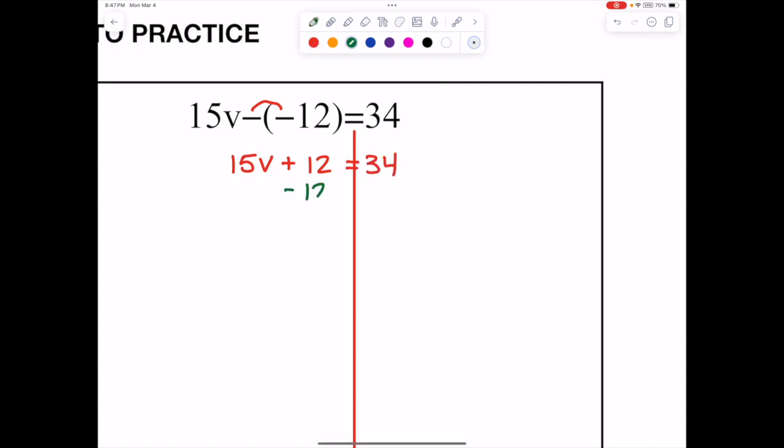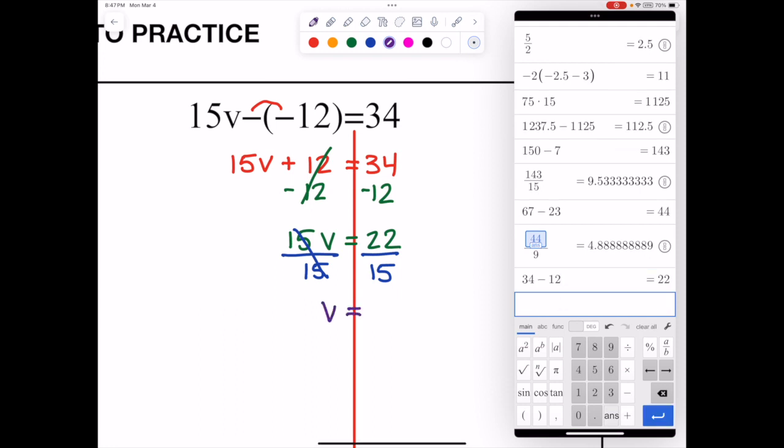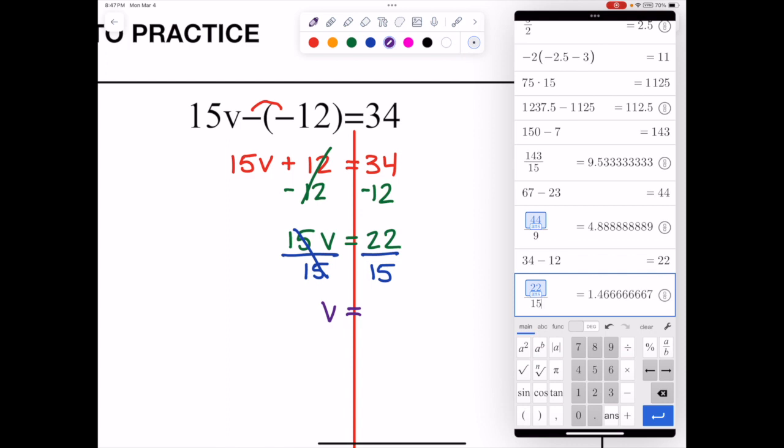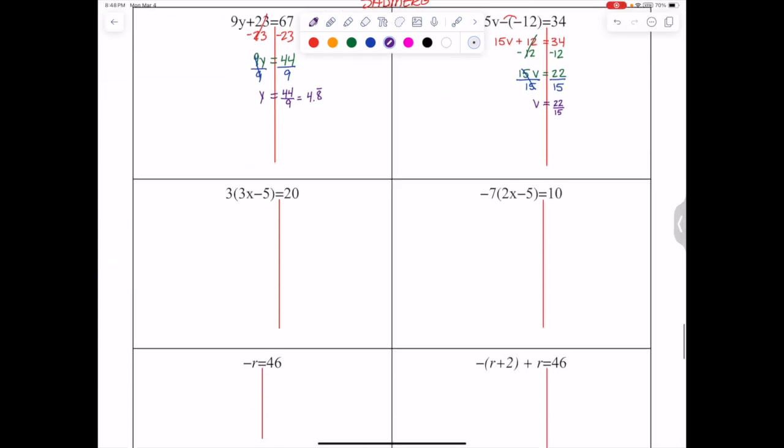And then we can go ahead and start solving for v. So we're looking for opposite order of operations first. So we have 15v equals 34 minus 12, which is 22. Let's go ahead and divide both sides by 15. And we end up with v equals 1.46 with the 6 repeating, or again, you can just leave it at 22/15. Okay. All right, let's go ahead and check the next one out.